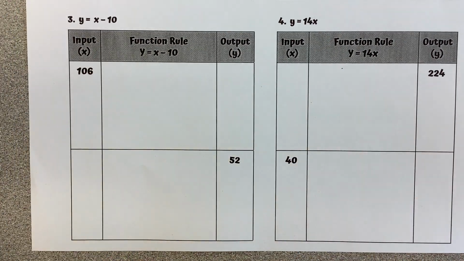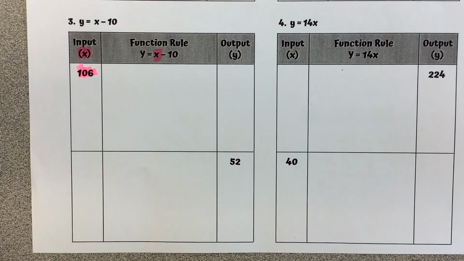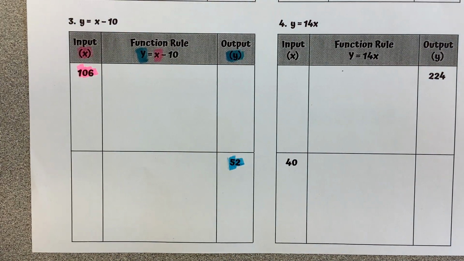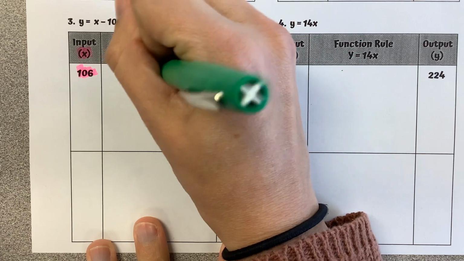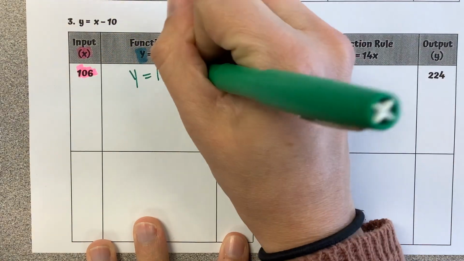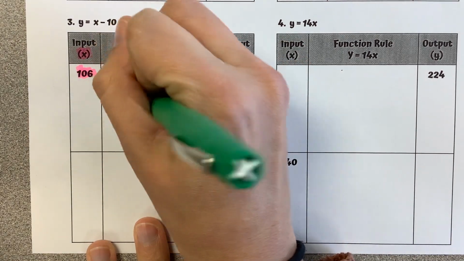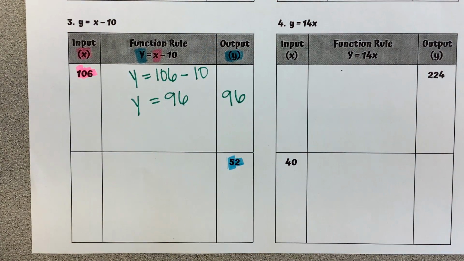Okay, let's look at number 3. Again, I'm going to highlight my x values that are plugging in for x and my y values that are plugging in for the y here. So we are going to look at the part y. We've got y equals our x value of 106 minus 10. So I'm going to calculate 106 minus 10 is 96. So our y value is 96.